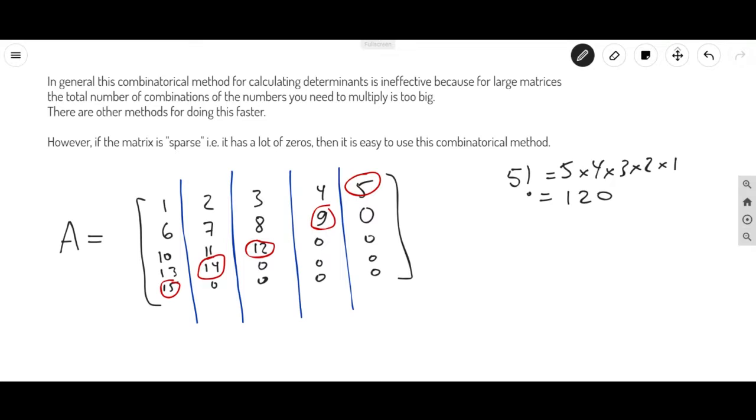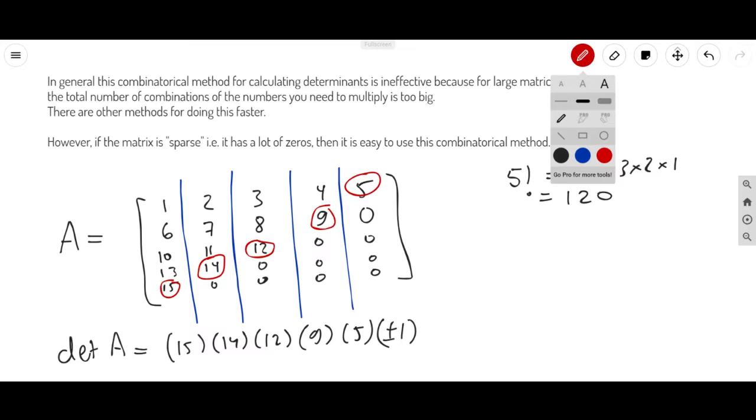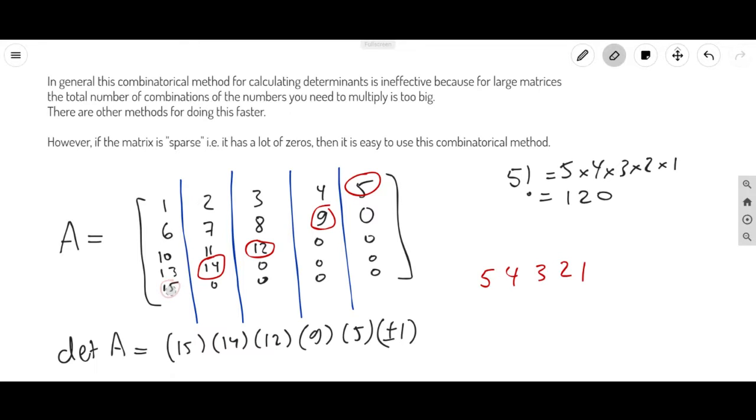So the determinant of this matrix is actually very easy to find because there's only one combination that works, and it's the product of those 5 numbers. And then it's a plus or minus sign. The way you determine the plus or minus sign is, let's write down the permutation that we used. We did 5, 4, 3, 2, 1. If you look at it from left to right, we've chosen the 5th number in the first vector.